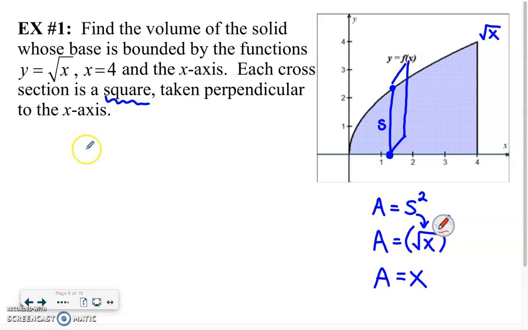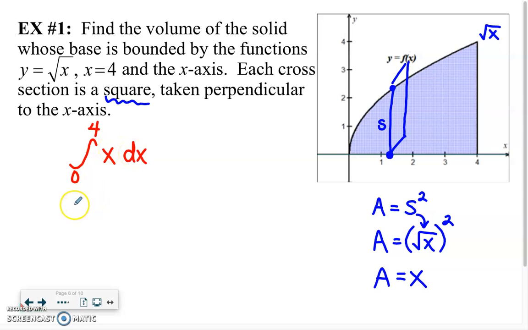Okay, so I'm going to set up an integral. The reason I'm setting up an integral is because I basically want an infinite number of squares, and I want to add up the area of all of those. An integral is the function that will do that. It allows you to add up an unlimited number of objects. Before it was just rectangles under the curve. Now we're talking three-dimensional squares. Same thing. So I'm saying add up the area of all the squares, and the area of each square is x.